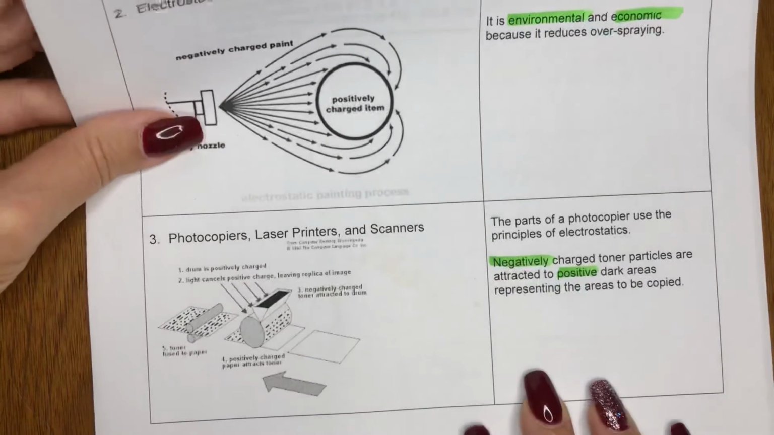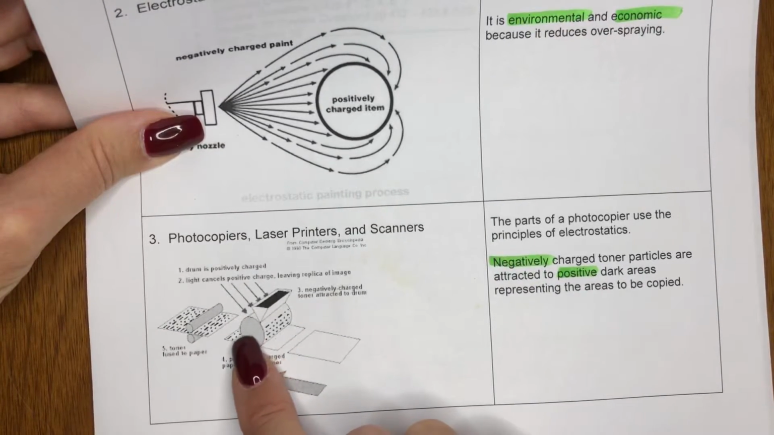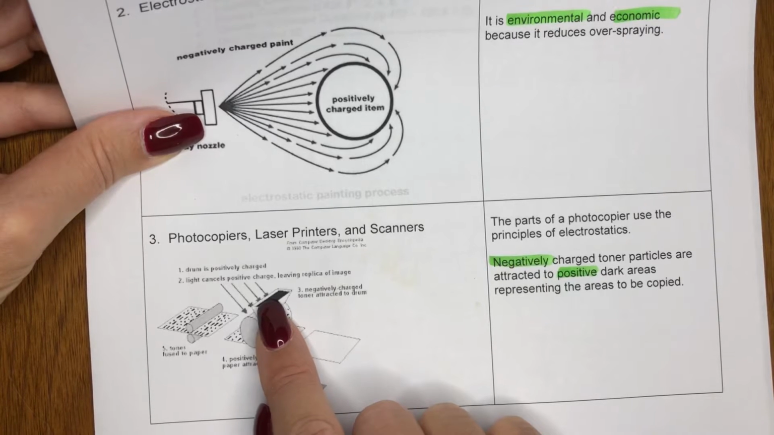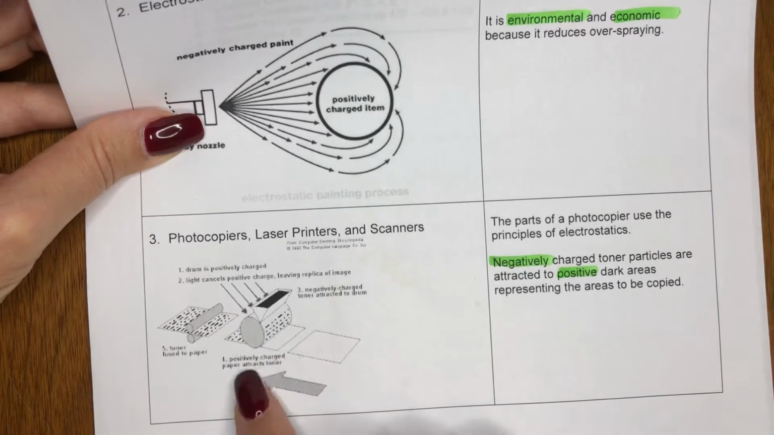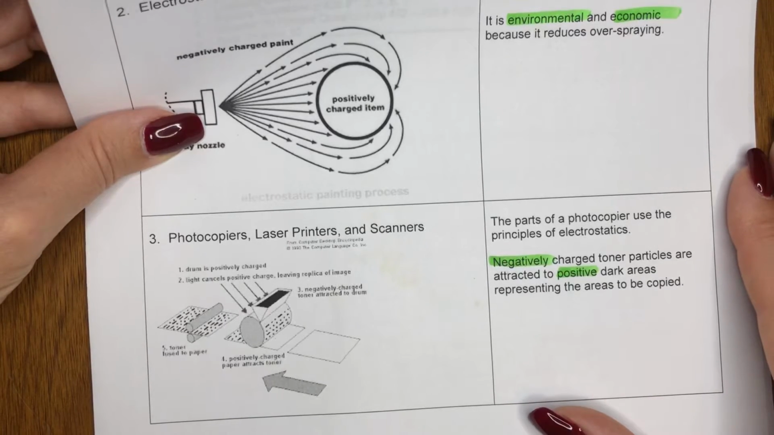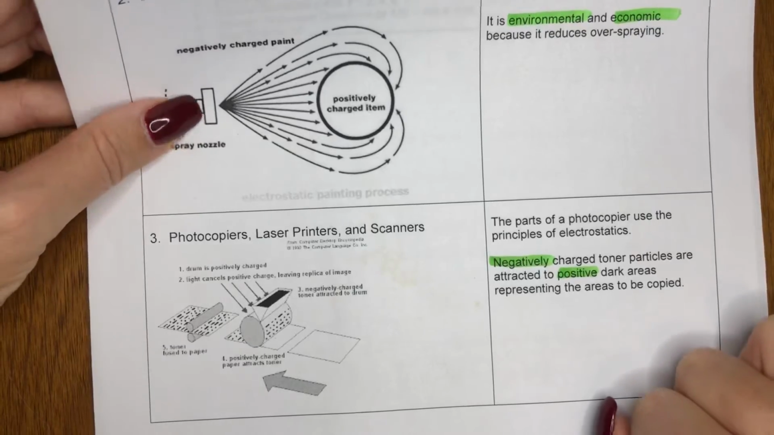If you see here, inside the photocopier, the drum here is positively charged, and there's a replica of the image being left, and the negatively charged toner is attracted to the drum, and the positively charged paper attracts the toner. And of course they cover over with a little bit of plastic at the end so that the image does not fall off the page.